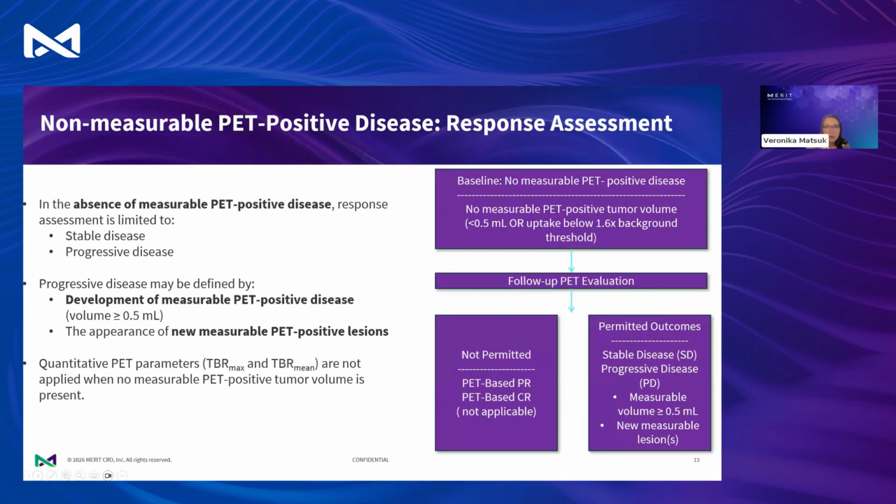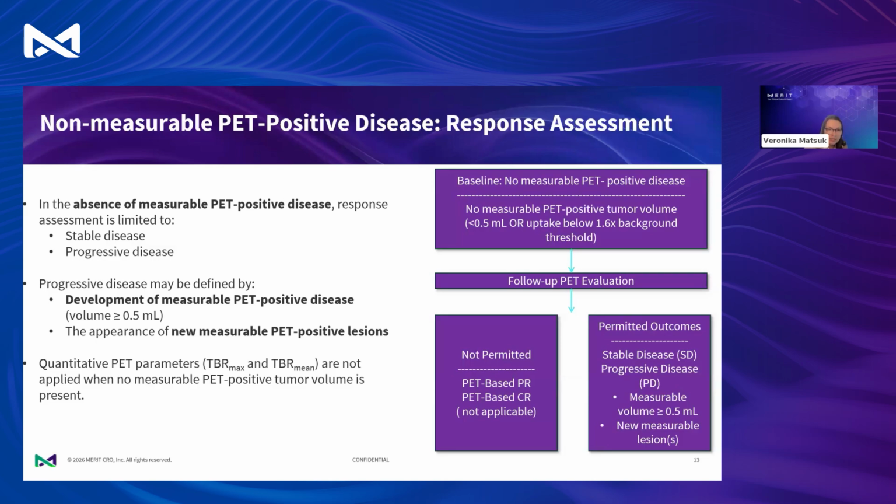And this is one of the other more important rules in PET RANO. If a patient does not have measurable PET-positive disease at baseline, PET-based partial response and complete response are not applicable. Assessment in that setting is limited to stable disease or progression, where progression will be defined by the development of measurable disease or the appearance of new measurable lesions.